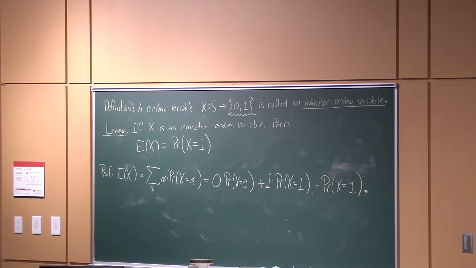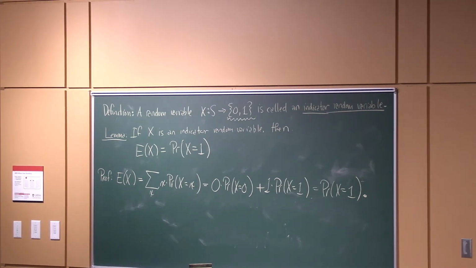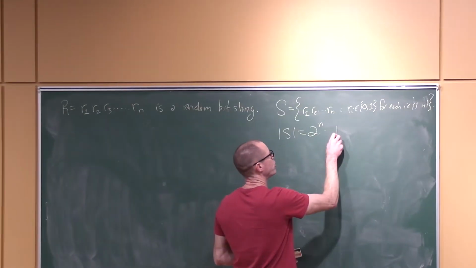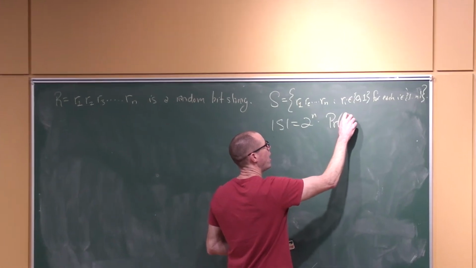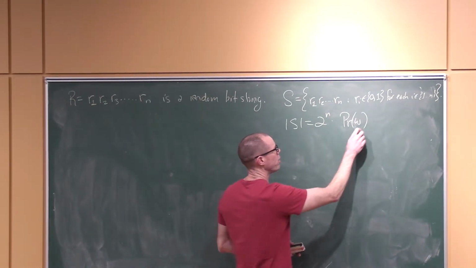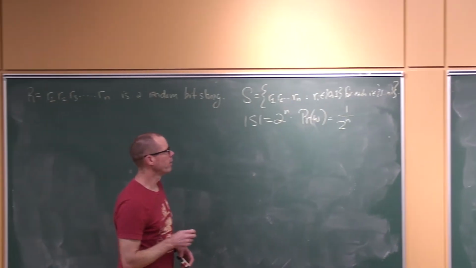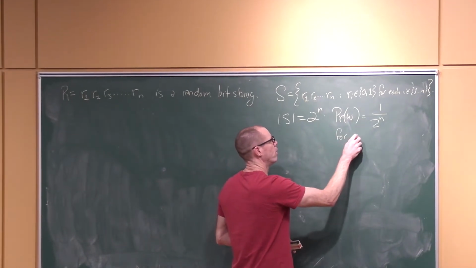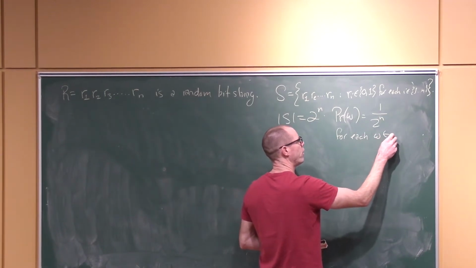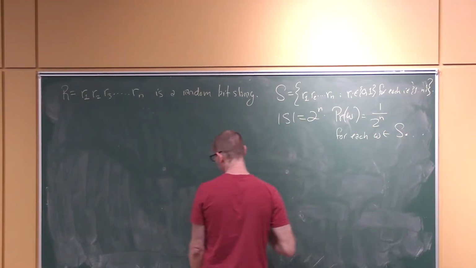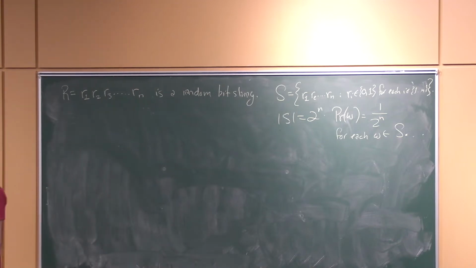So how many bit strings of length n are there? No, it's not a trick question. 2 to the n. And the probability measure over this thing is going to be, the probability of any particular bit string is just going to be 1 over 2 to the n. Okay? And that's for each bit string.